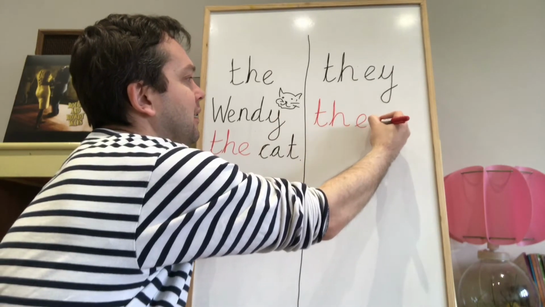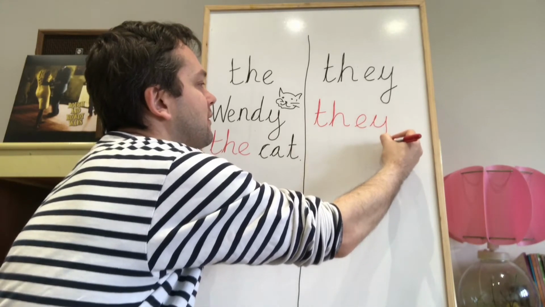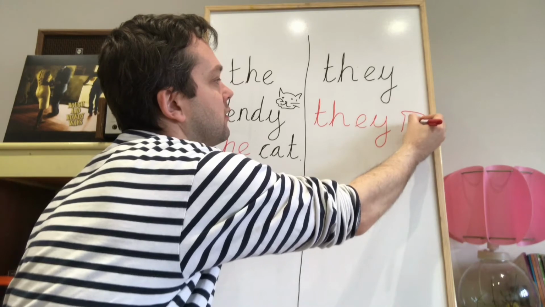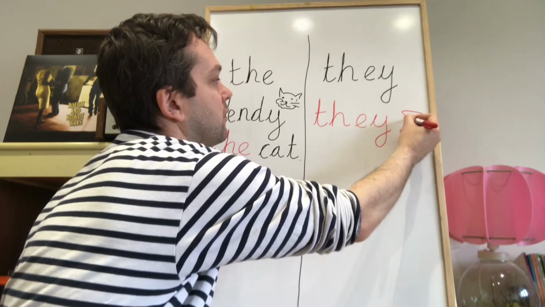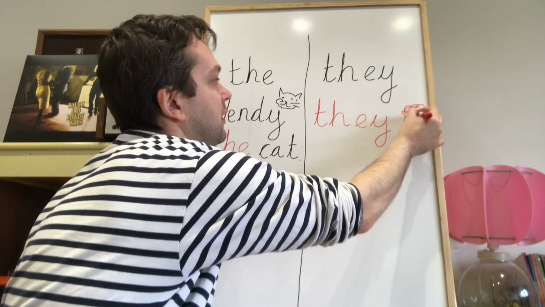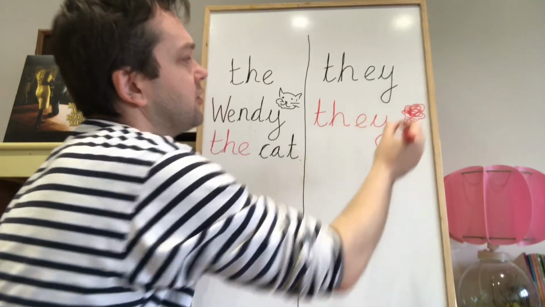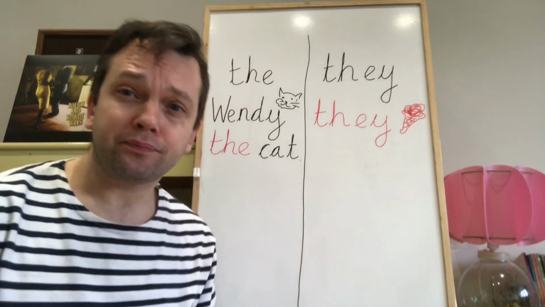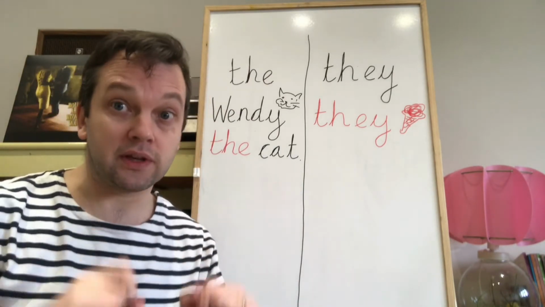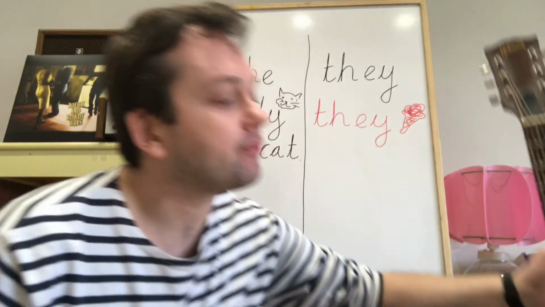Draw up a little ice cream here. Delicious ice cream, that's strawberry ice cream. Excellent, now give yourself a tick once you've got it right. Two ticks if you wrote it before me.